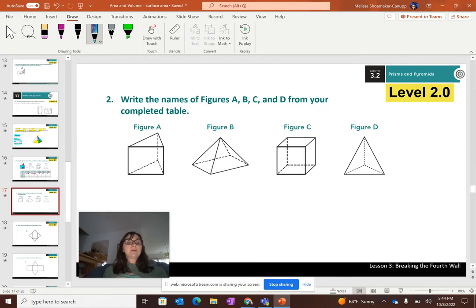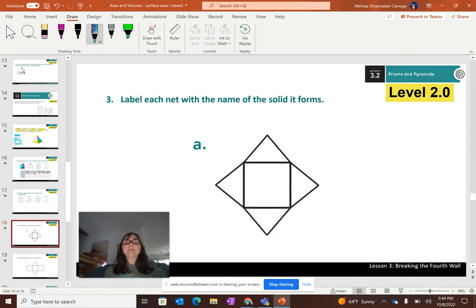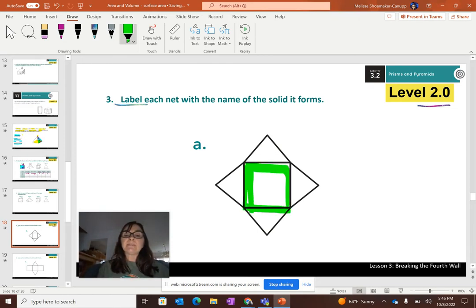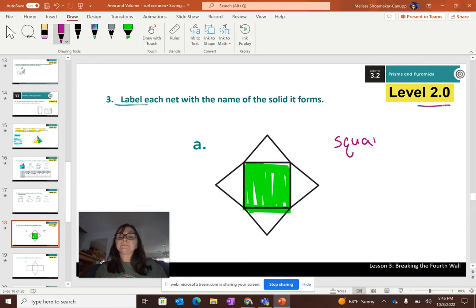Okay, next slide. We are going to just quickly take a look at some of these and label. This is a level 2.0. Remember, we're still learning the vocabulary. And what they want us to be able to recognize is the base of this is a square. Okay, so it would be a square. And then we can see the triangles. We can envision that they would fold up to make the three-dimensional pyramid, because everything's going to come to a point.